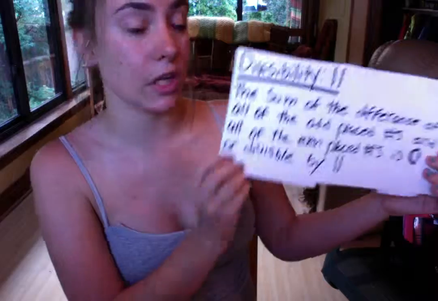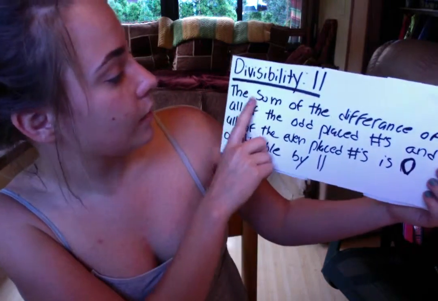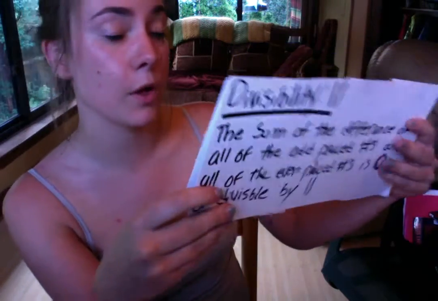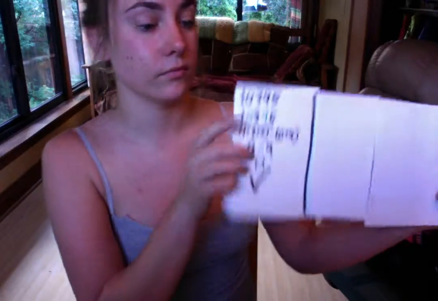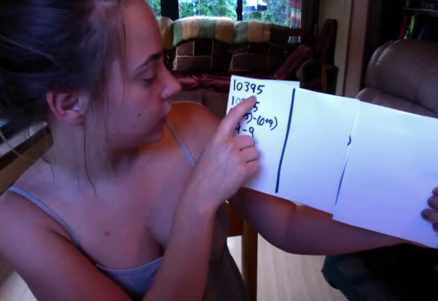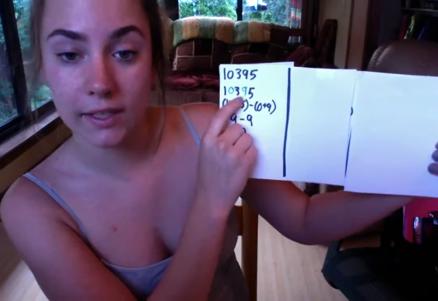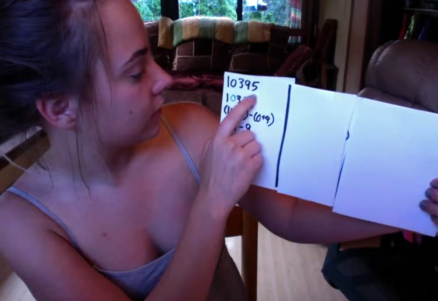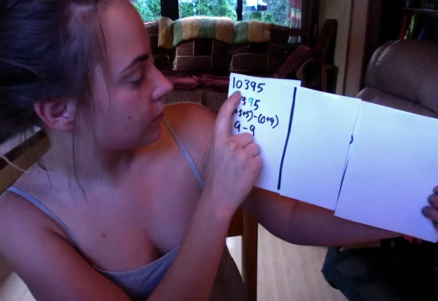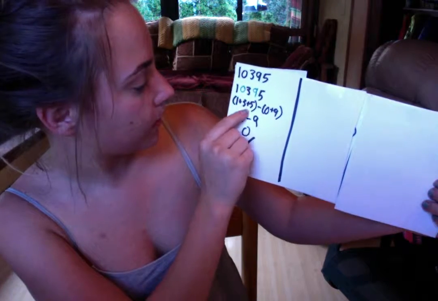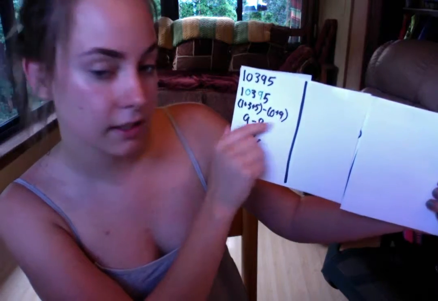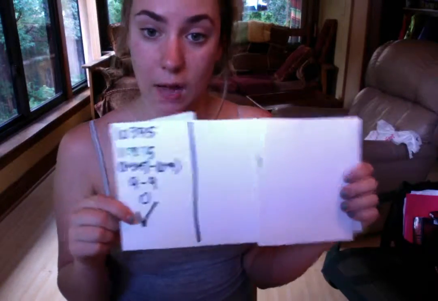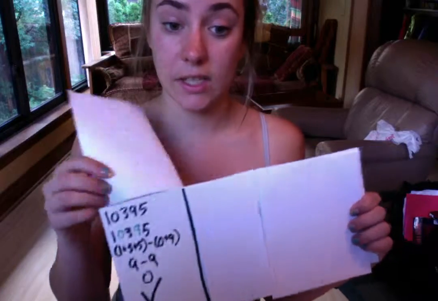Next, we have divisibility for the number 11. This means that the sum of the difference of all of the odd place numbers and all of the even place numbers is 0 or divisible by 11. Here we have 10,395. In black, I have written out the odd place numbers. So this would be the first place, second, third. And then these are the even place numbers. So you add the odd ones, 1, 3, and 5, minus 0 plus 9. You do your parentheses first, giving you 9 minus 9 and 0. Since 0 is one of our options, 10,395 is divisible by 11.